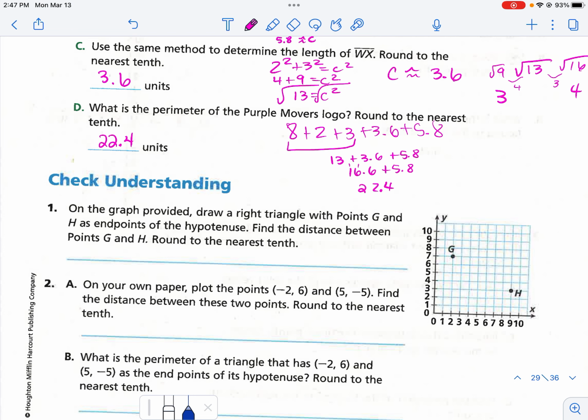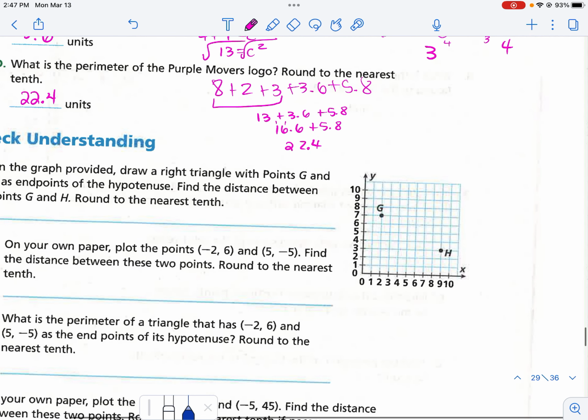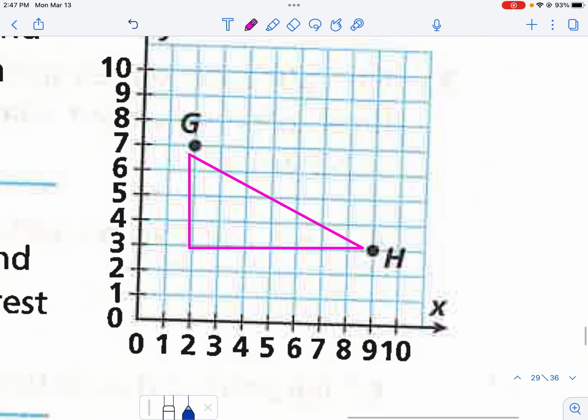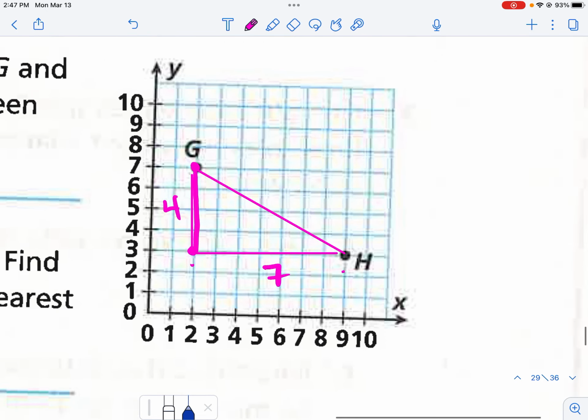Okay, so here we go down here. Again, I'm going to draw right here, and right here. Oops, it didn't quite go up to where it's supposed to. Sorry about that. Let's do this line again. Okay, so how long is this side? It's going from 2 over to 9, so that's 7 long. This is going from 3 up to 7, so that means it's 4 long.